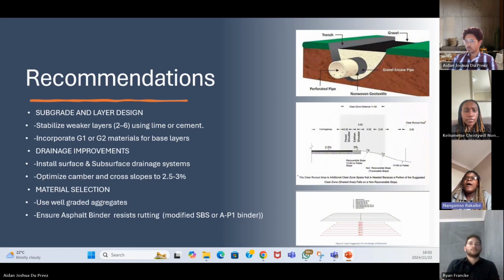The second recommendation would be in terms of drainage system enhancements. Surface drainage: the implementation of a camber and cross slope of 2.5 to 3% to facilitate water runoff from the pavement surface, directing it towards the drainage system, such as lined ditches and riprap in areas where the flow is concentrated. Subsurface drainage: the installation of perforated pipes and geotextiles underneath the pavement to manage the groundwater and prevent water infiltration into the subgrade.